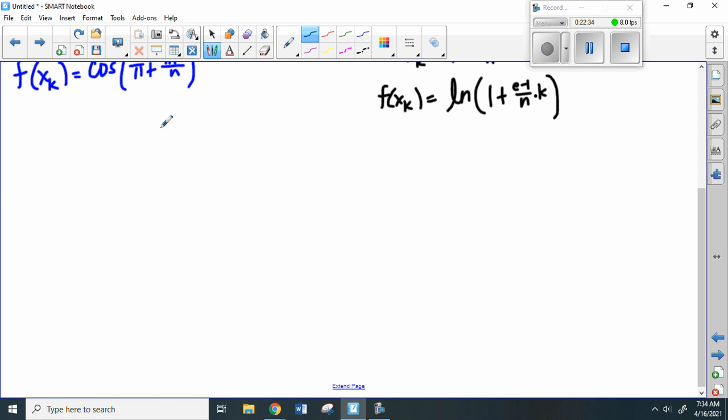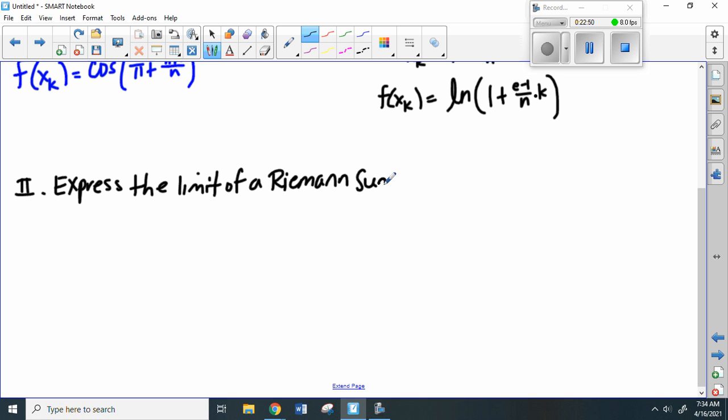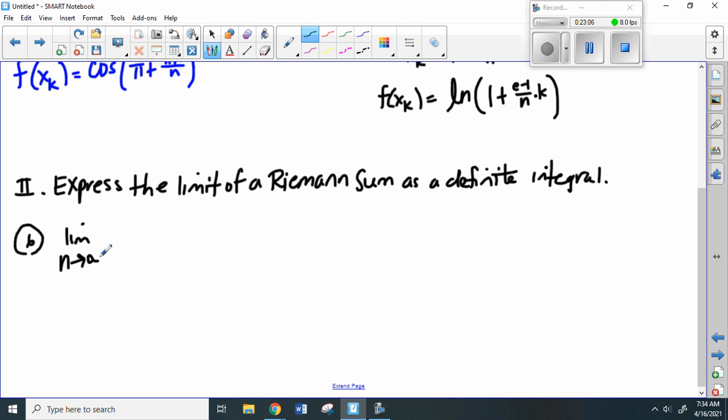All right, so the next thing I want to look at is I want to go the other way. I want to express the limit of a Riemann sum as a definite integral. Okay, so I have to give you a Riemann sum to start with, the limit of a Riemann sum.